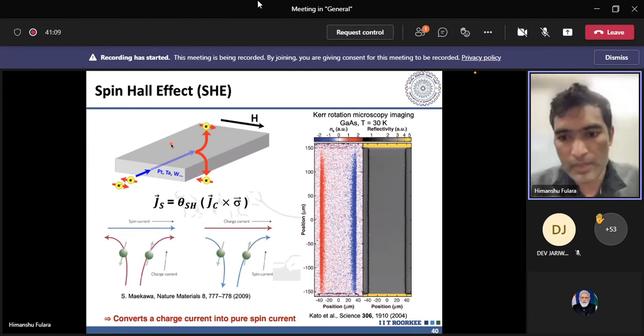So this was the experimental demonstration given by this group, Kato et al. This was the paper published in Science in 2004, and they demonstrated it with Kerr rotation microscopic imaging. They have shown how spin up and spin down electrons can be accumulated on the opposite sides of this gallium arsenide sample. So they have shown experimentally that you can indeed create a very pure spin current in certain materials.